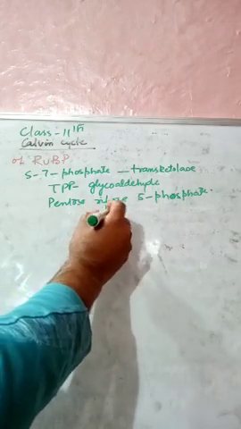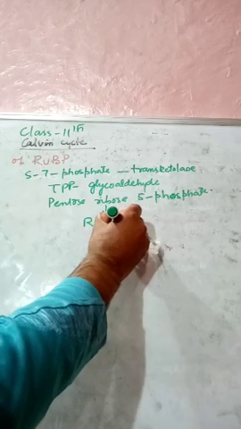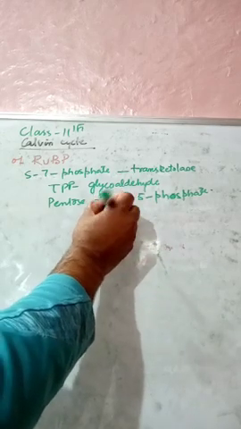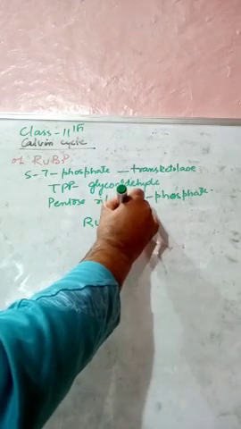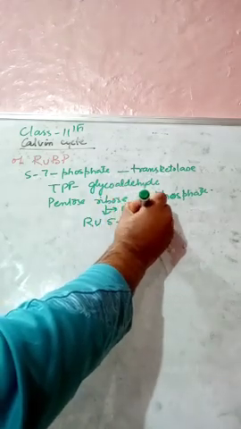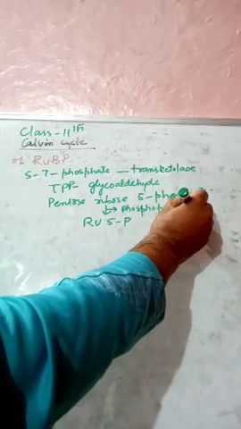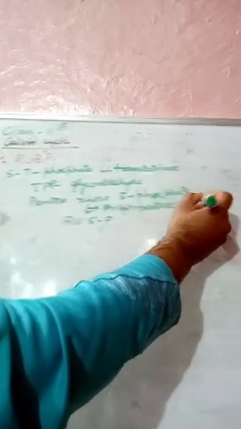This ribose 5-phosphate is then converted into ribulose 5-phosphate by means of an enzyme which is called phosphopentose isomerase.